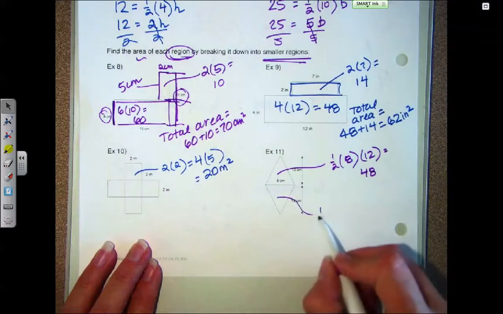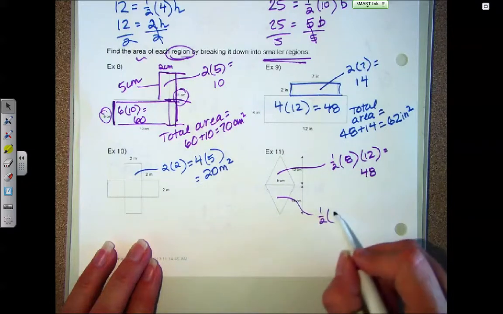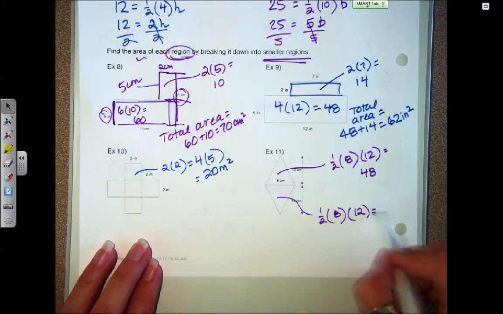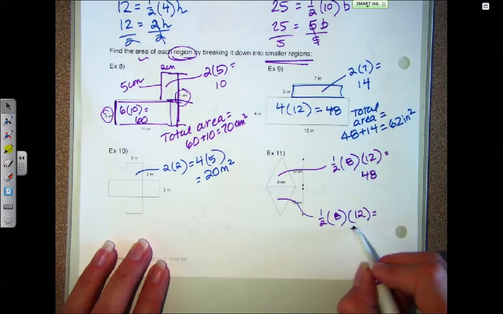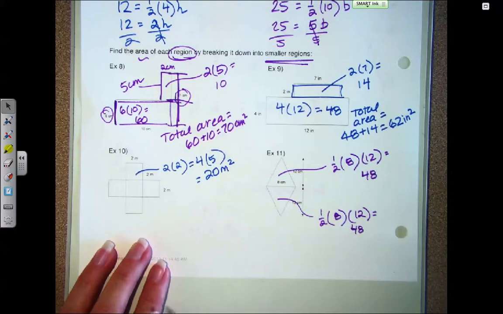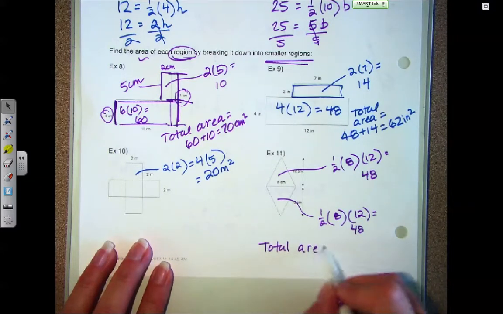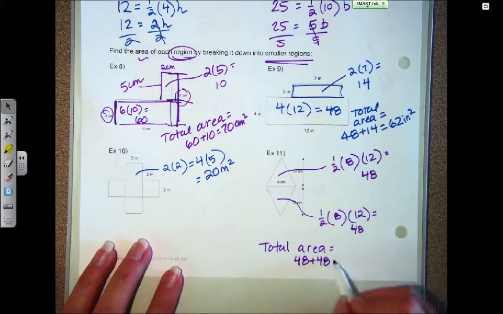Bottom triangle. 1/2 times. What's my base? 8. What's my height? 12. Which gives me an area of 48. What's my total area? Add them together. 48 plus 48 gives us 96 units.